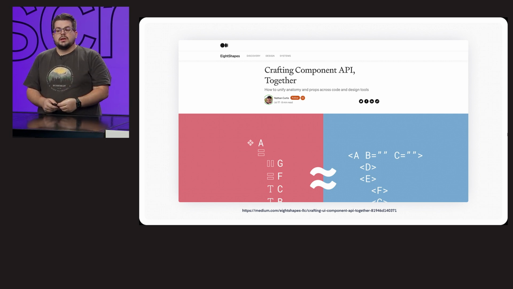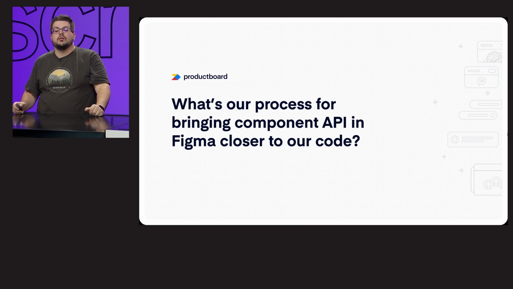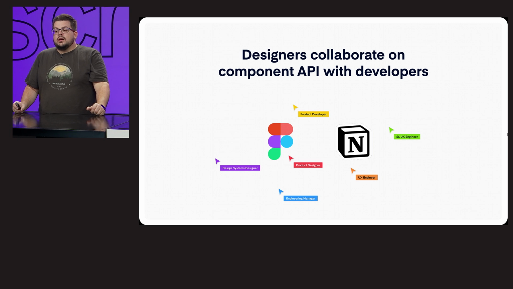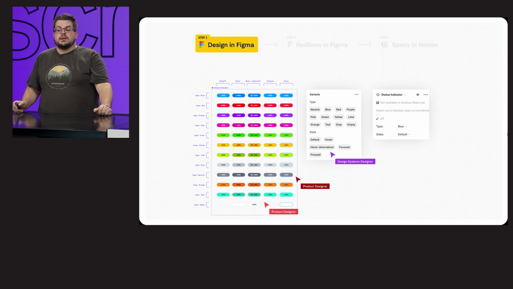creating these component APIs. What I would like to show you now is our process at Productboard for bringing component API in Figma closer to what we have in code. The key is in collaboration. We invite designers and developers together to Figma and to Notion, which are two tools that we use for crafting our component API, and we discuss it there.